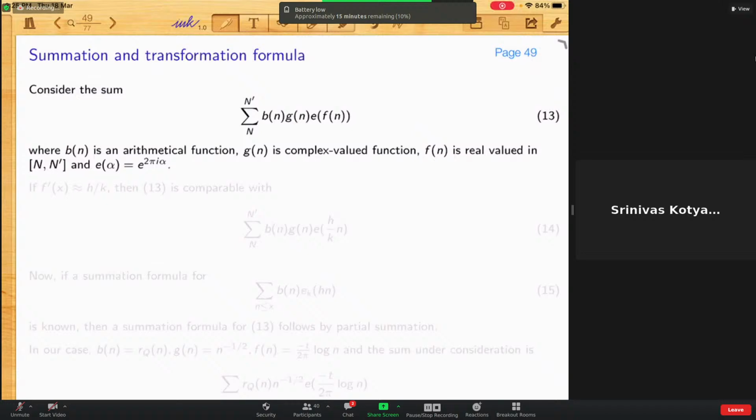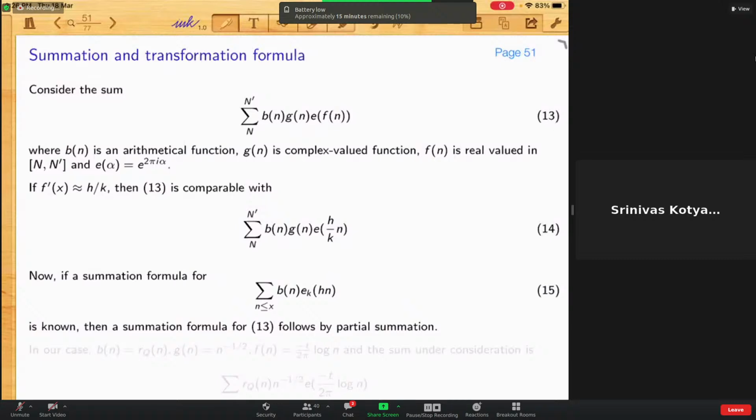So note that whenever we want to estimate sums of the form Bn, Gn, and e to the power 2 pi i Fn, where Bn's are arithmetical functions, Gn's are complex valued, and Fn's are real valued in some interval. Okay. So if f dash of x is close to a rational number, h over k, the sum in 12 and the sum in 14 are comparable. Okay, they're of the same size. The difference is very small. Therefore, sum 13 can be replaced with 14.